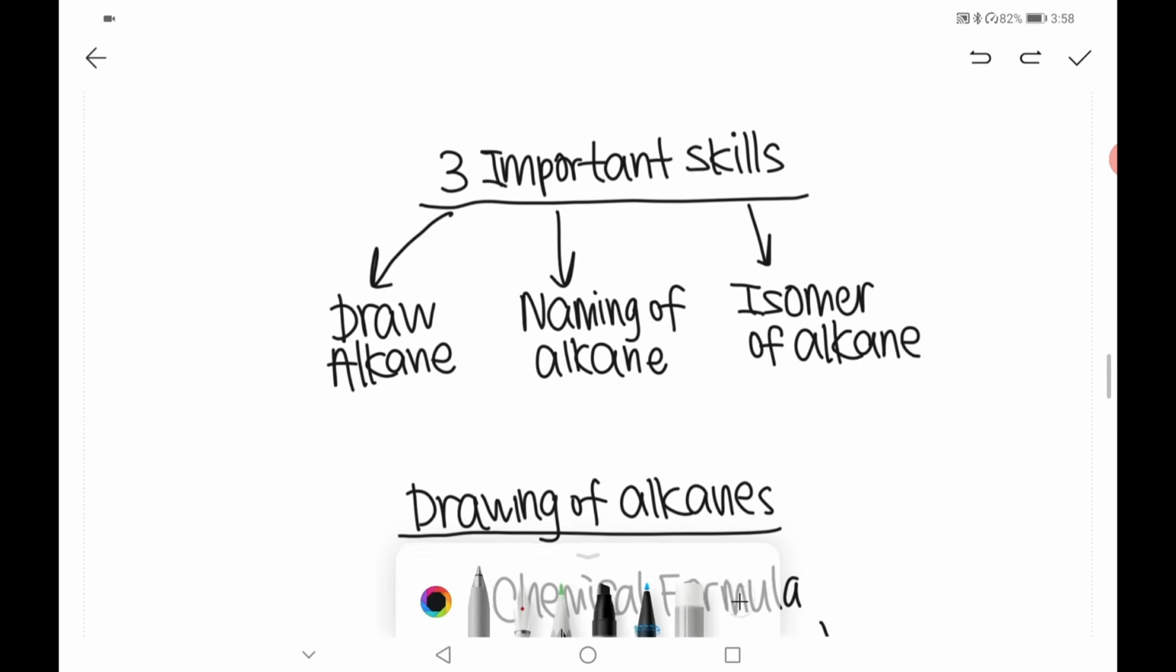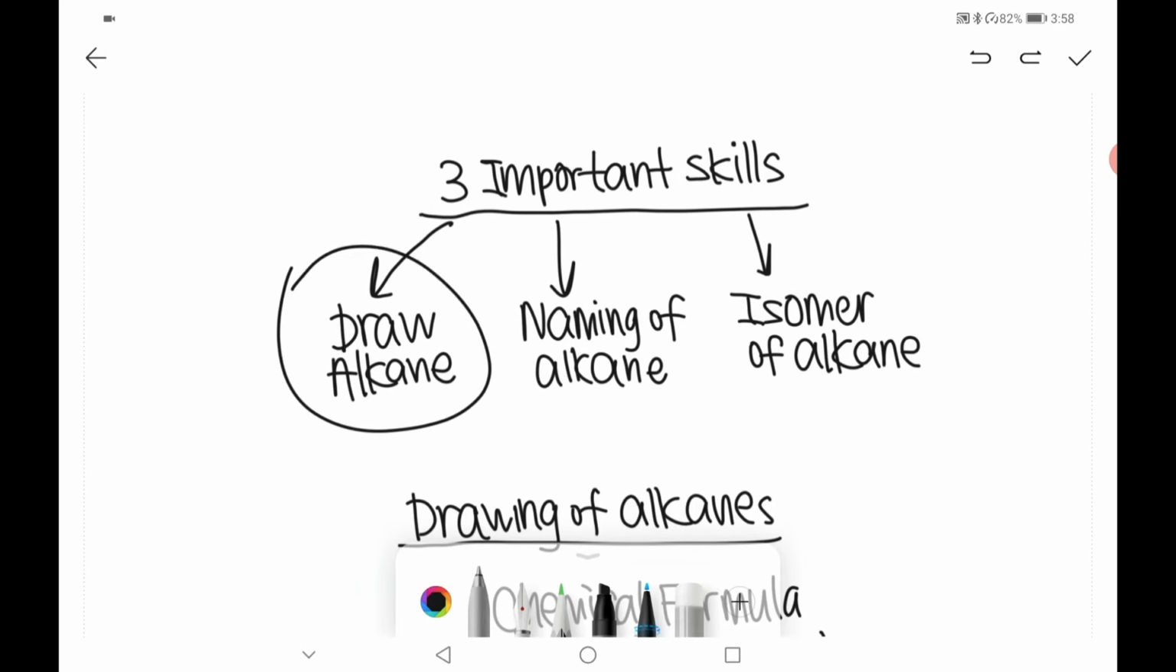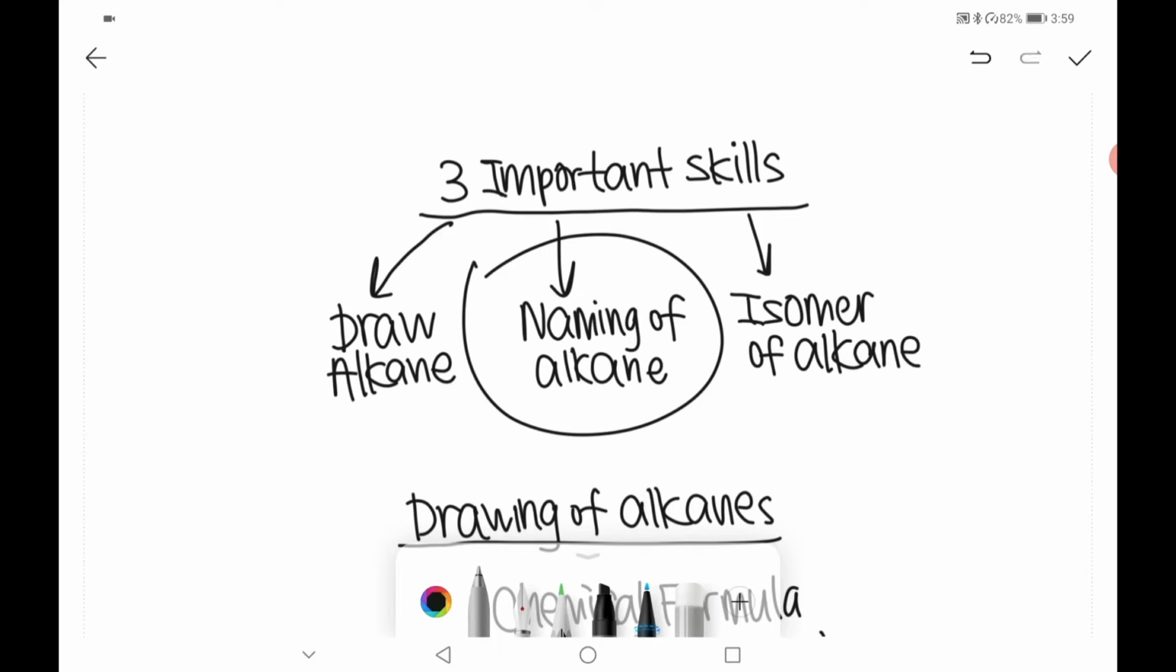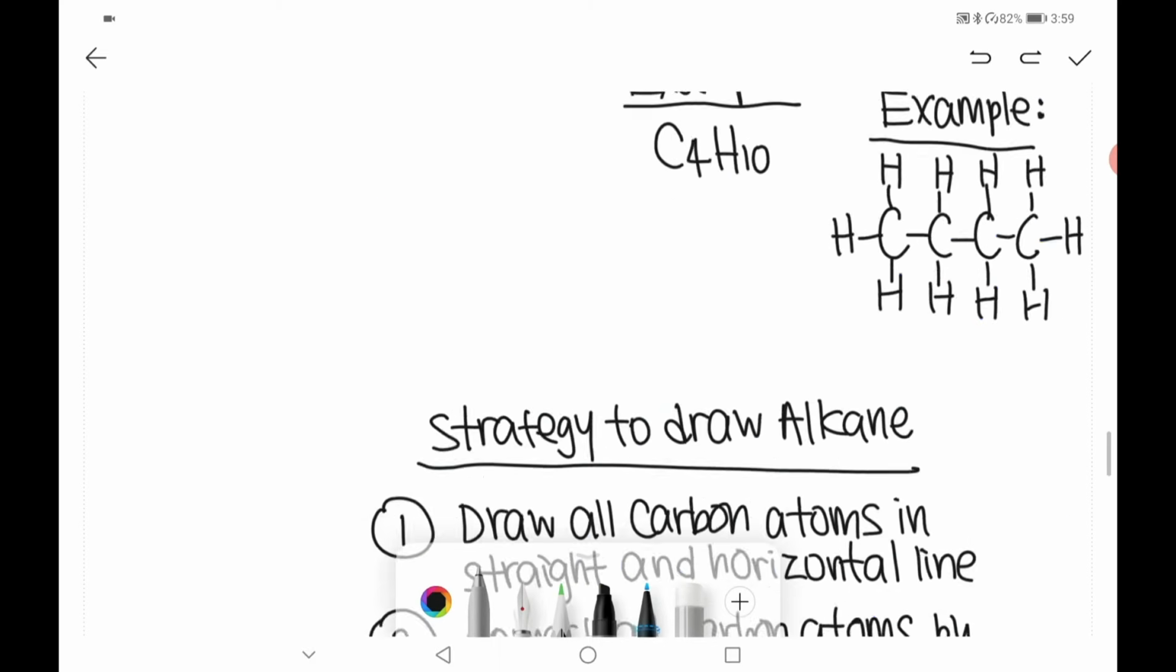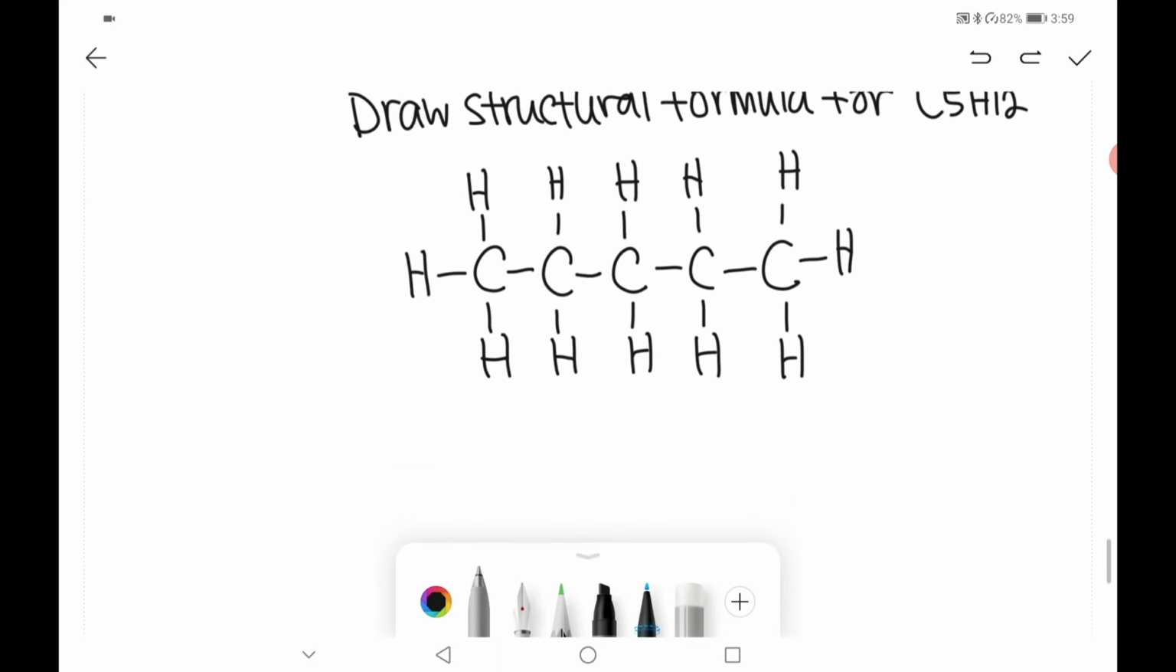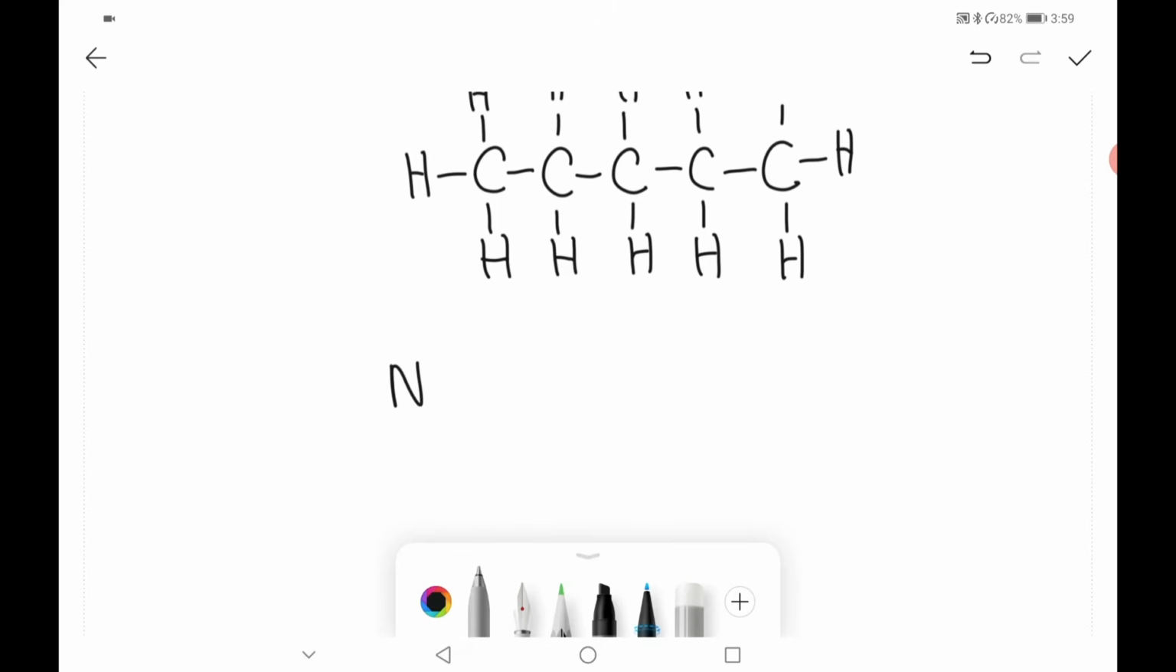So I hope now everyone learns how to draw alkane. The basic way to draw alkane is considered very simple. Now after we learn the drawing, we will go for the naming. We will spend quite a long time with the naming of alkanes.